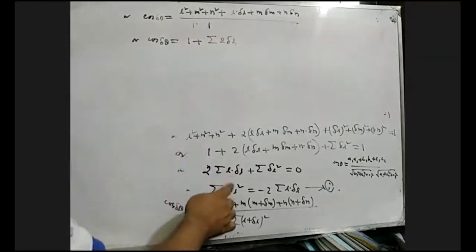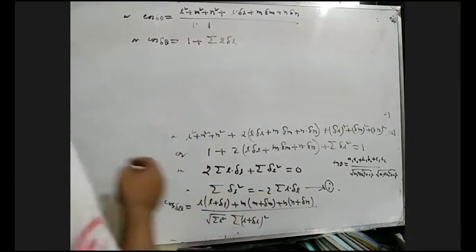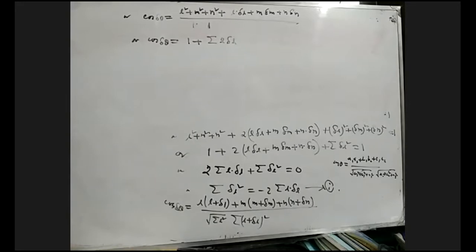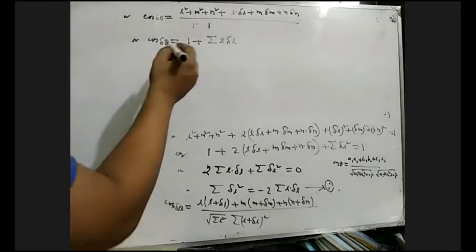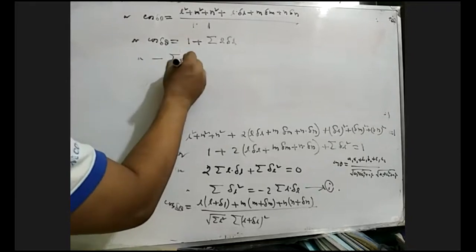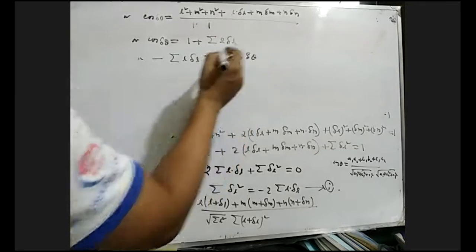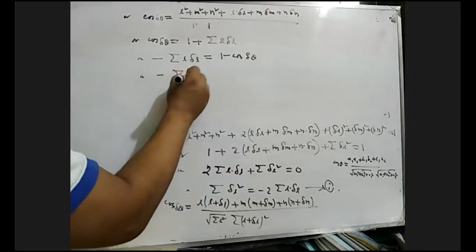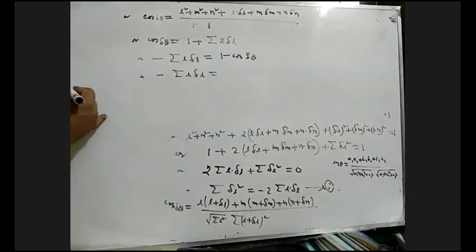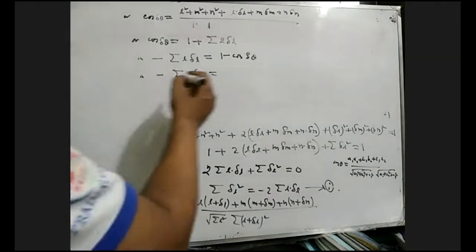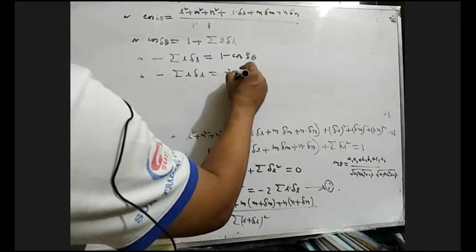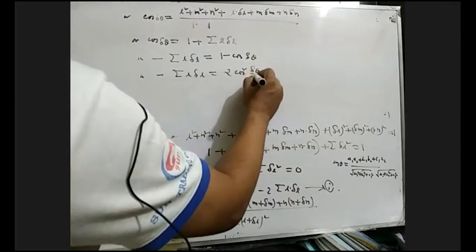So this del theta equals what? Summation L del L equals summation L del L minus half summation L square. Okay. Minus summation L del L equals 1 minus cos del theta. Okay. Using the 1 minus cos twice theta formula, do you know? 2 cos square del theta by 2. Do you know?